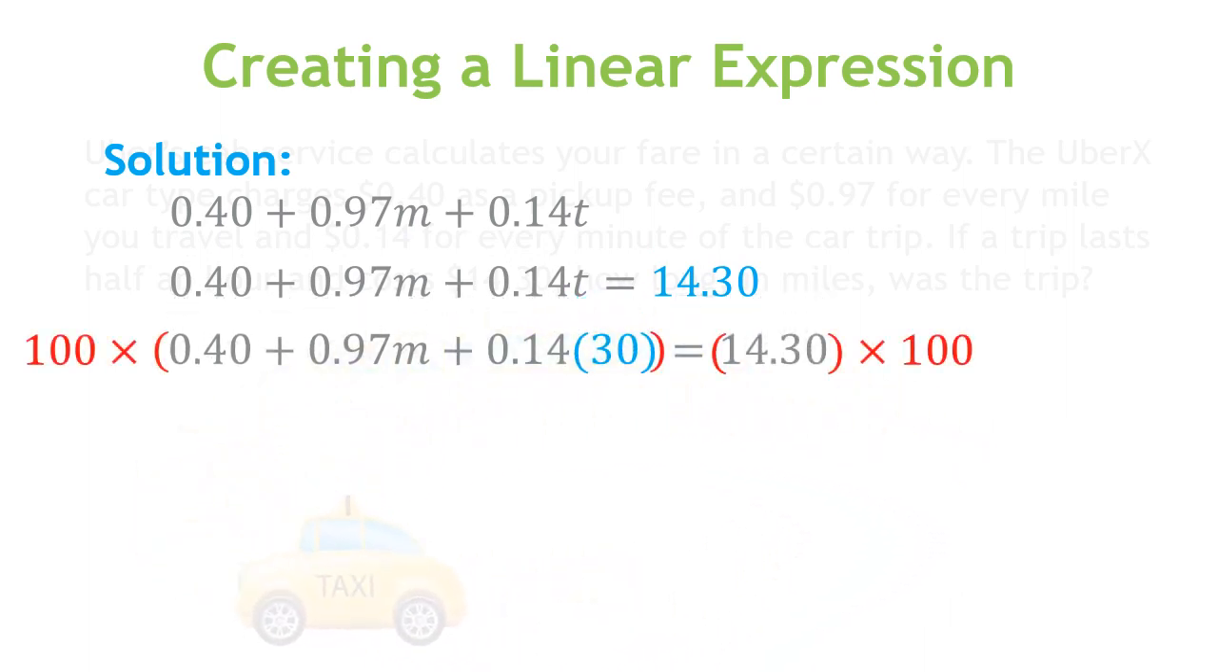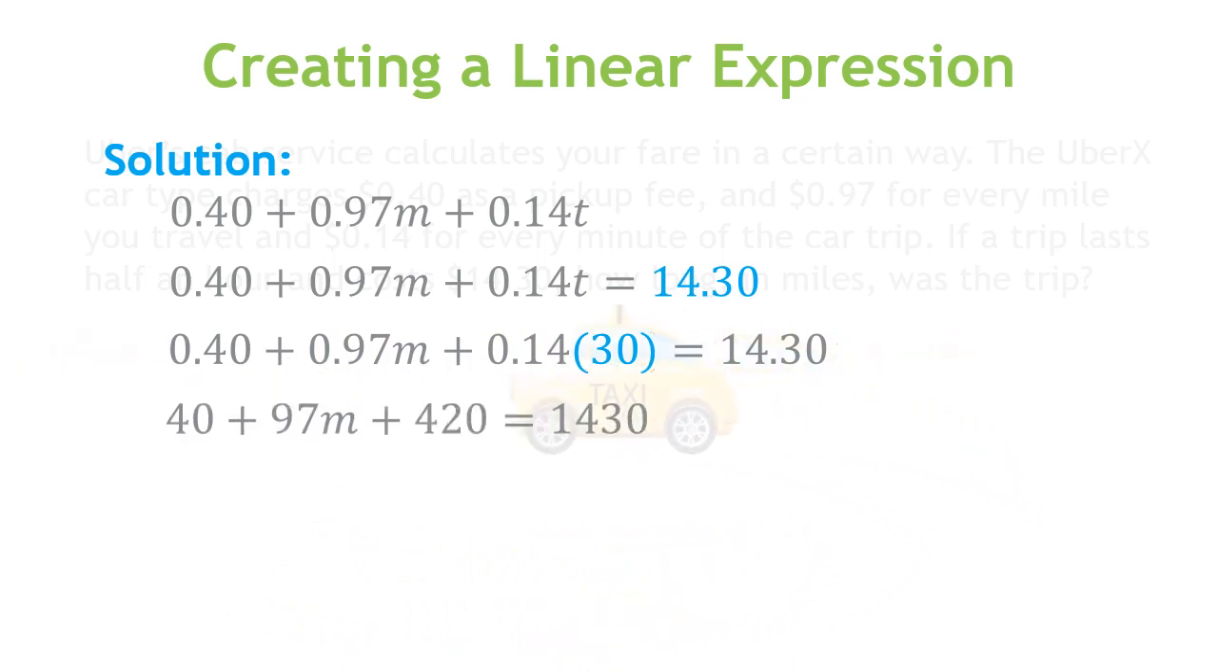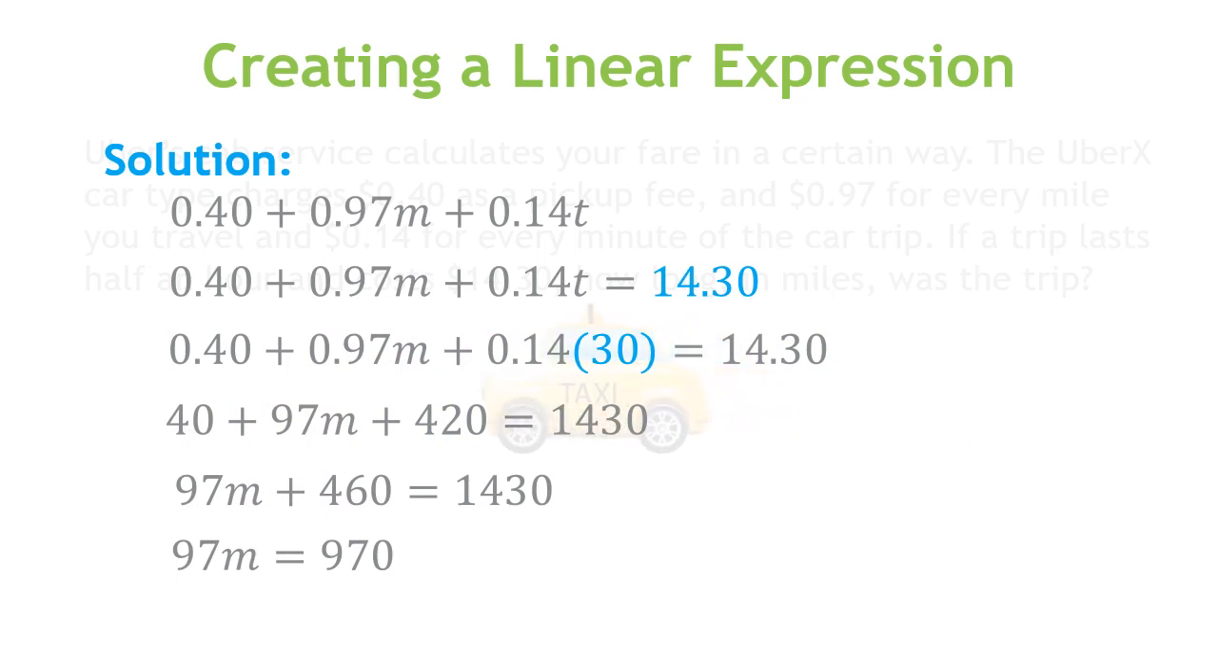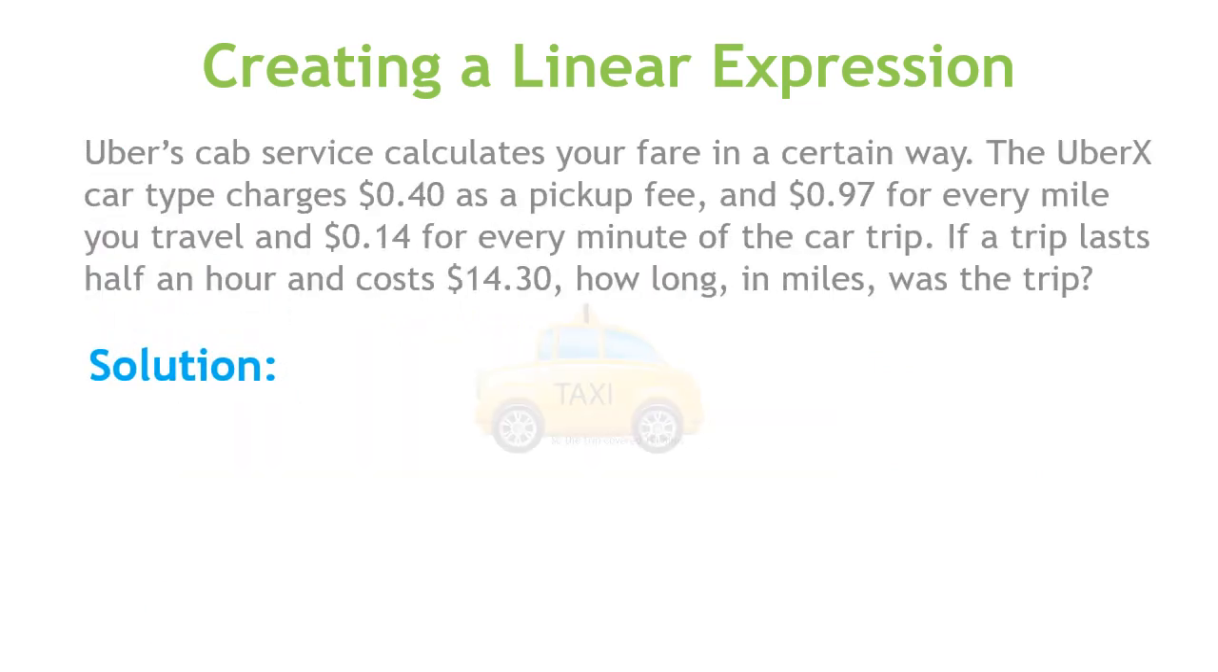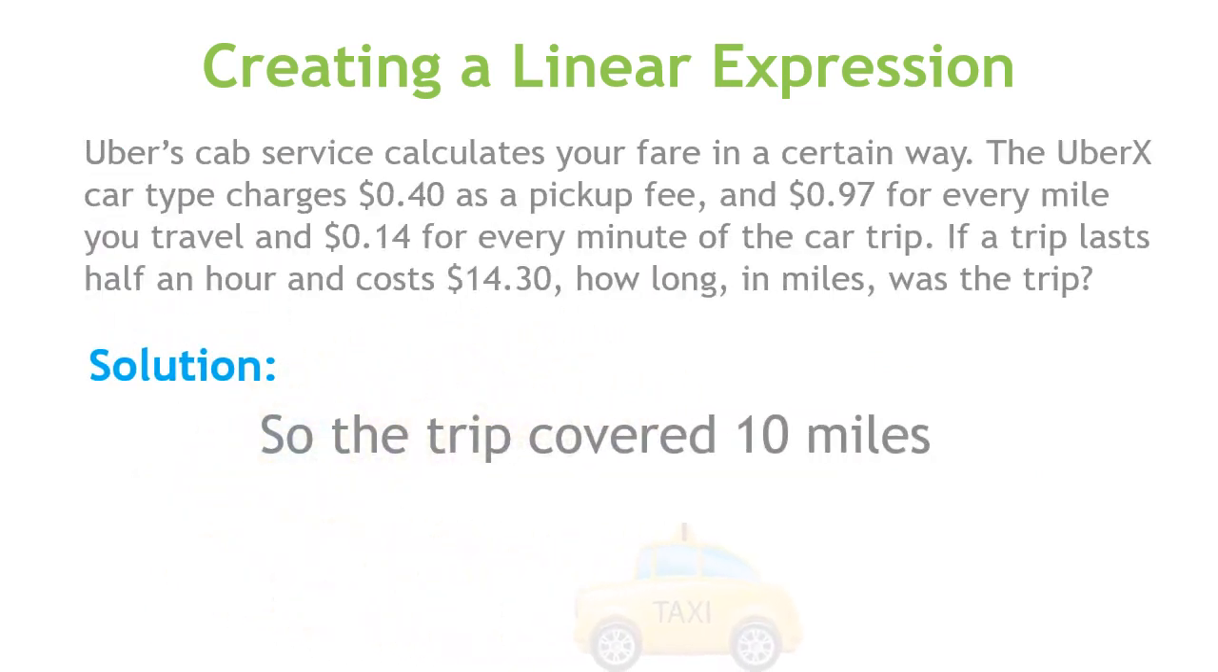Now, multiplying the equation by 100, we get. Simplify to get. And finally, dividing both sides by 97, we get. So, the trip covered 10 miles. And the answer is 10.